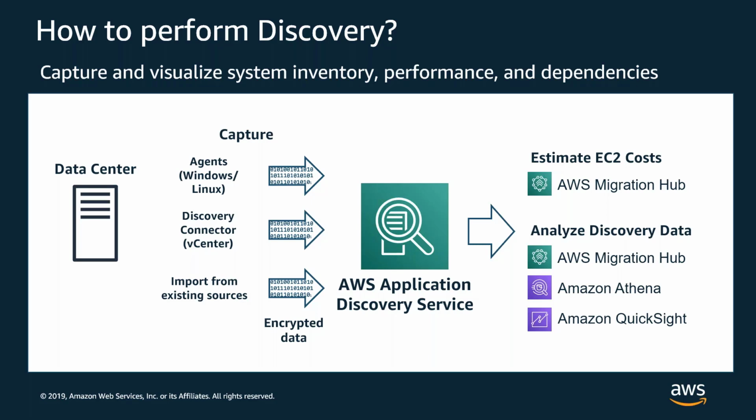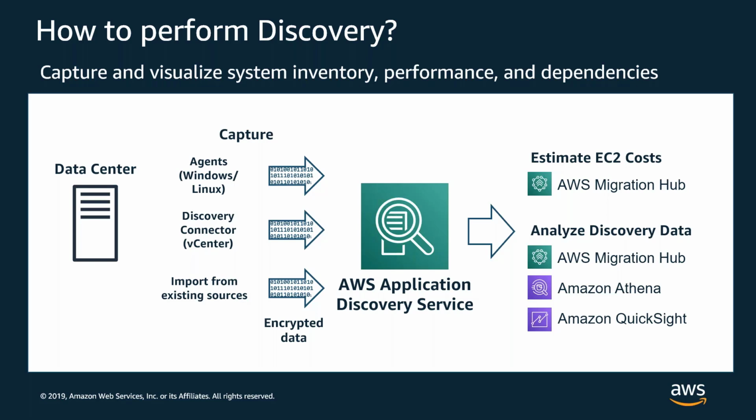And then once captured and stored in the Application Discovery Service, you can use this data for the activities on the right. So you can do things like estimate your EC2 costs directly from the Migration Hub, or analyze the data in the Hub and analyze dependency information using Athena and QuickSight, and get summary information in QuickSight.